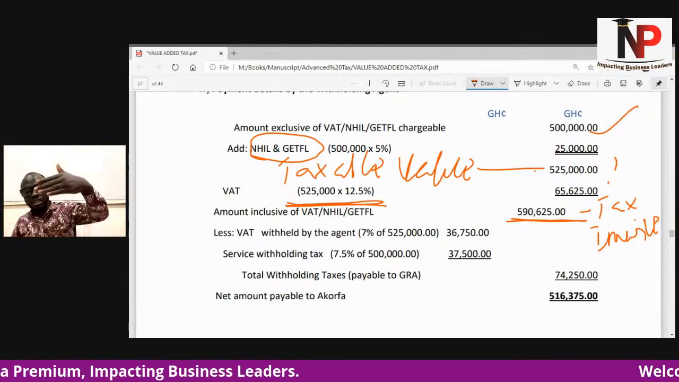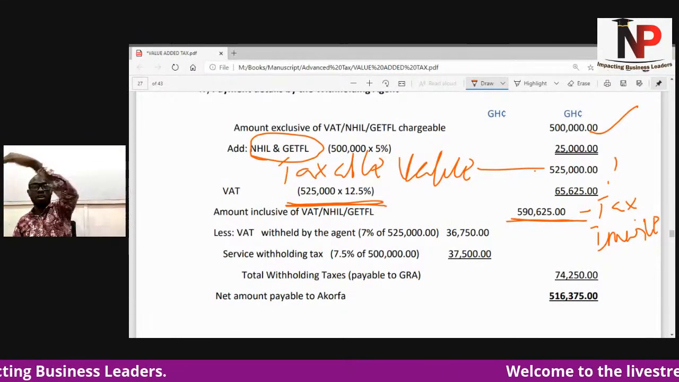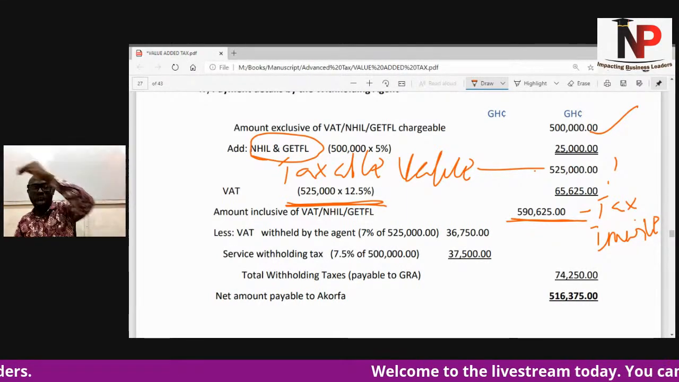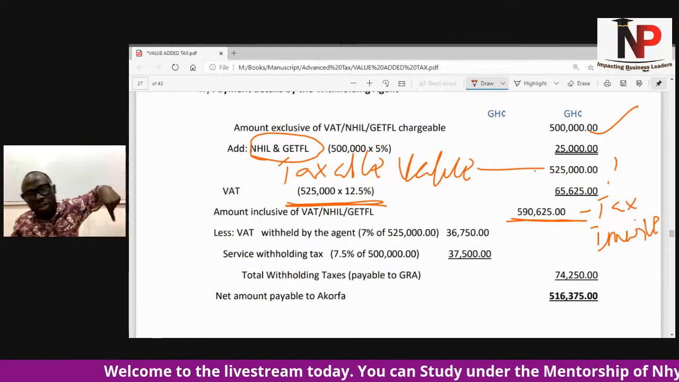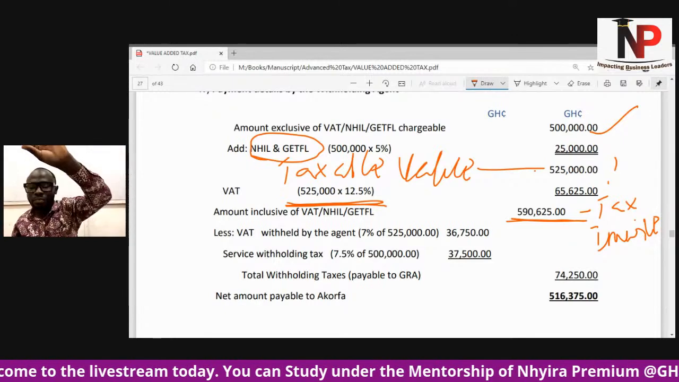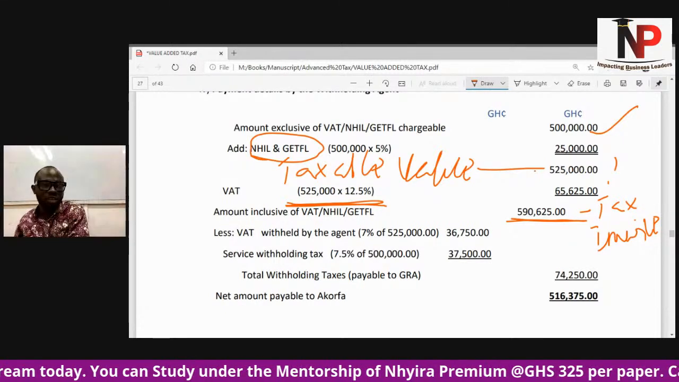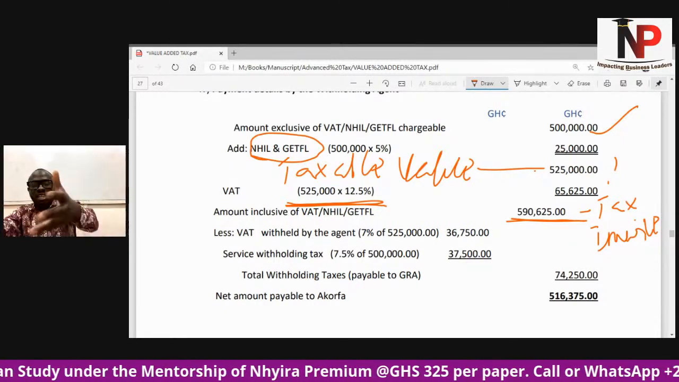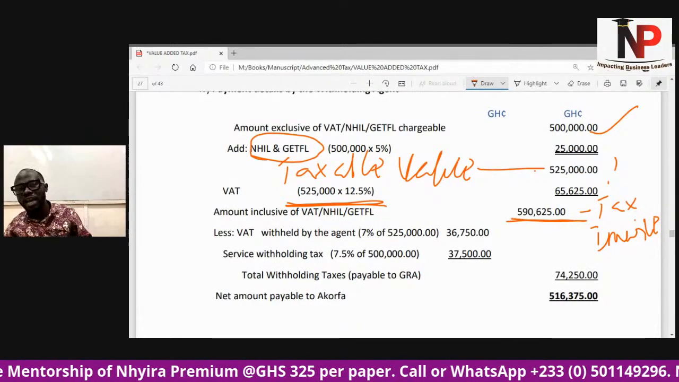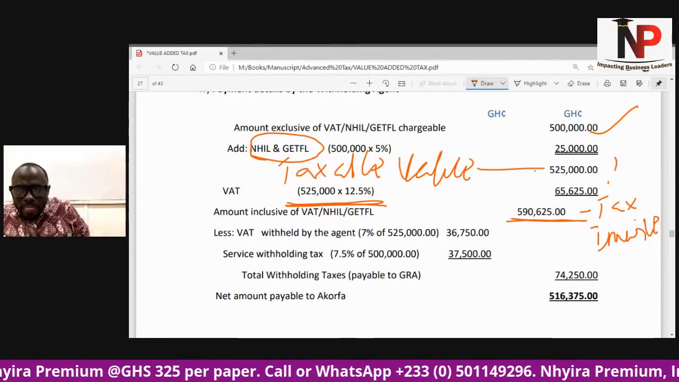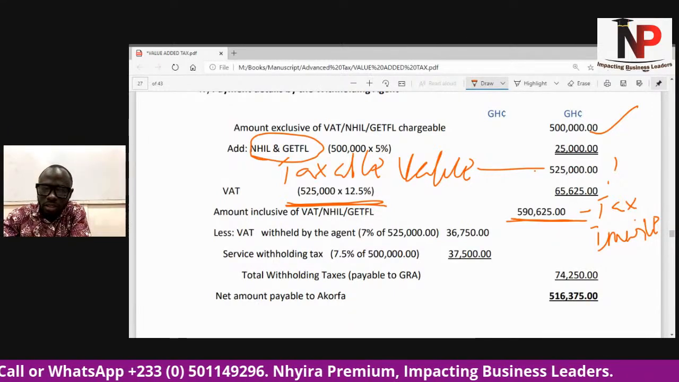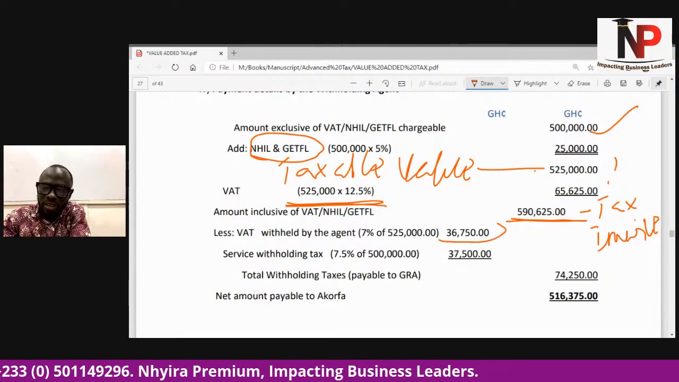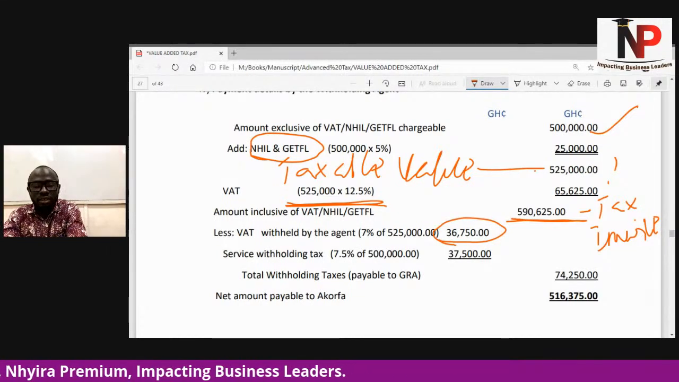So the tax invoice is going to be the value of the goods plus NHIL plus GetFund. We get a taxable value, charge the VAT, add it back to it, then we get a tax invoice. So that is the total tax invoice that he's going to be getting. But then, remember, he has withheld 7% of that, which is the VAT thing.